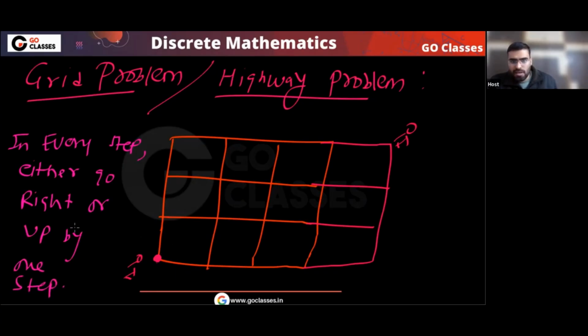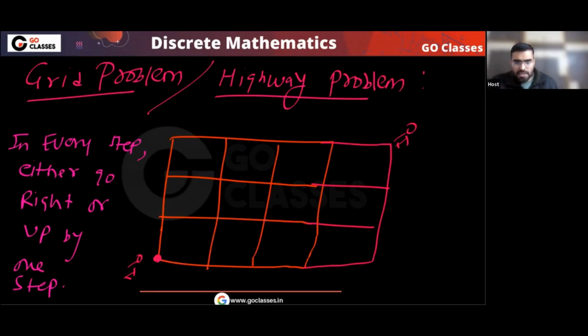So tell me, can anyone tell me how I should solve this question? How many ways are there to go from here to here? For example, this is way one. I can go like this, then like this, then like this, and then like this. This is path one.